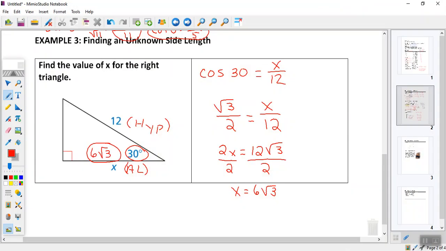You could do this same problem with a calculator. If I wanted to call 6 root 3, this would be the exact value right here. 6 times the square root of 3 would be that length. But if I wanted to estimate this, I could just put this in my calculator and take 6 times the square root of 3. Okay, that's one thing.